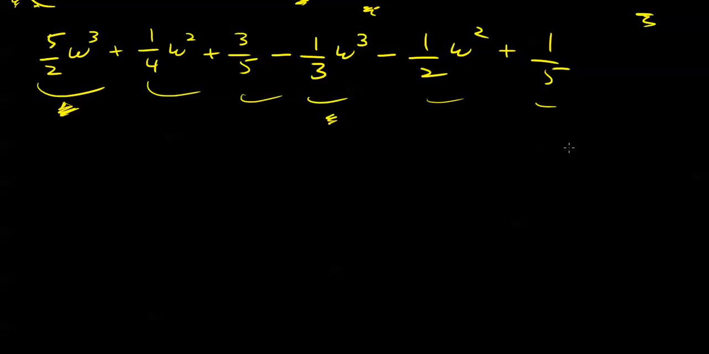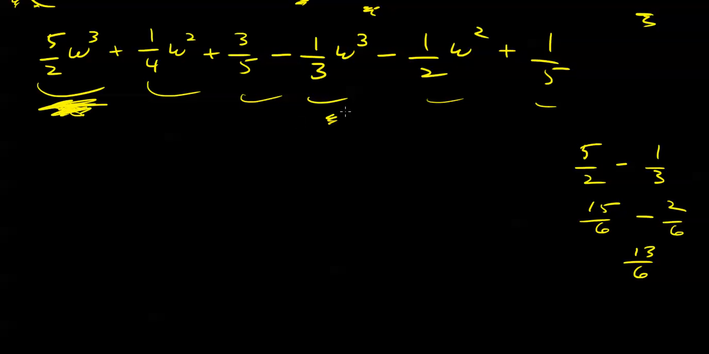Well, let me do a little side work here. 5/2 minus 1/3. If I get a common denominator here, I'll get 15/6 minus 2/6 will give me 13/6. So combining this degree 3 term with this degree 3 term, I get 13/6 times w to the third power. And once I've combined them, I like to strike them out so I don't get confused.